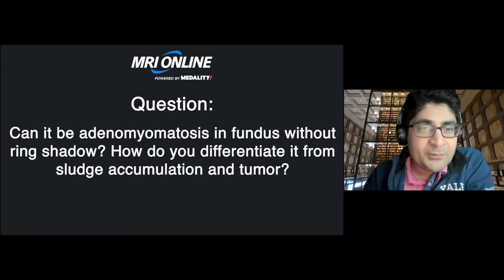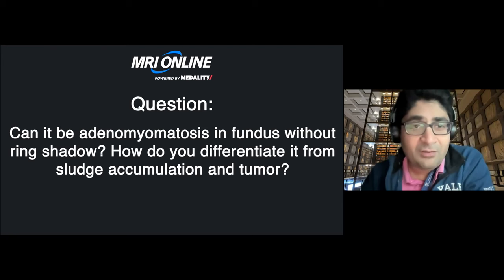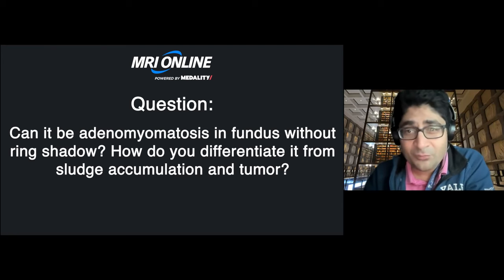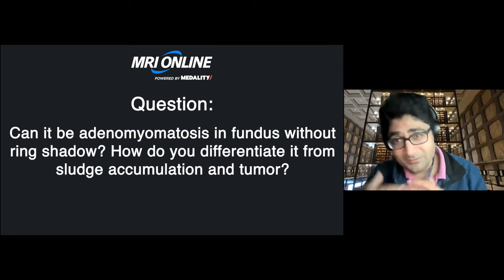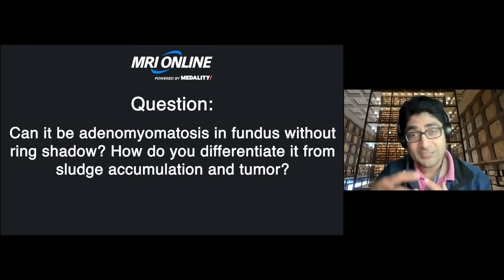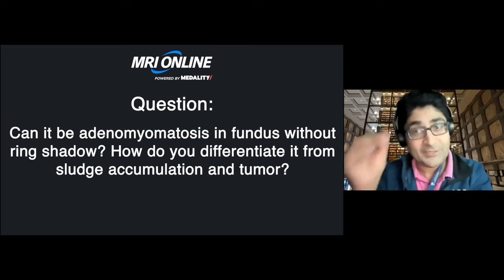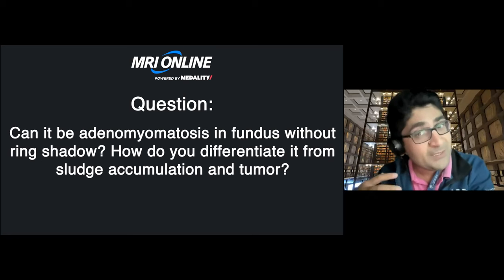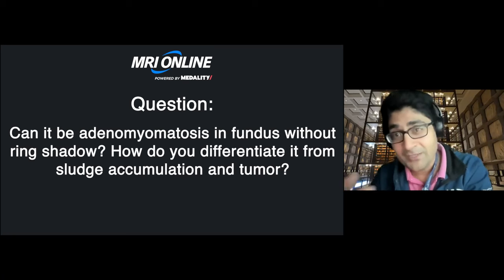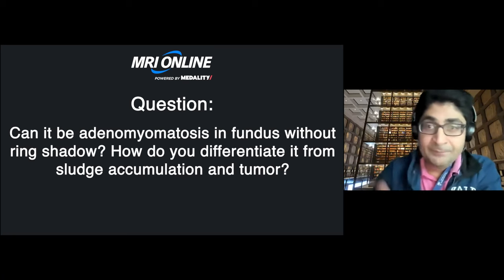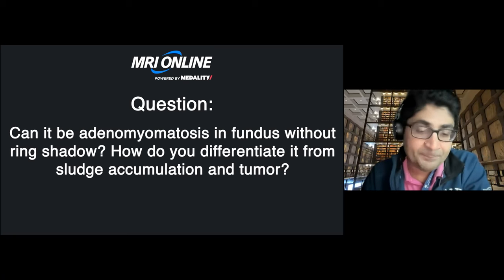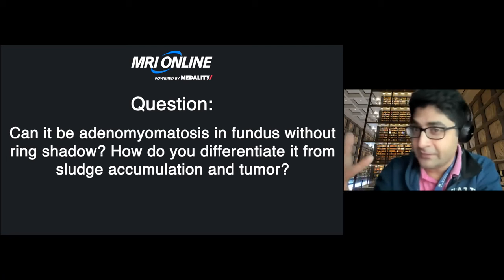Can it be adenomyomatosis in the fundus without ring-down shadow, and how to differentiate sludge accumulation and tumor? So I think if you're going to call adenomyomatosis in the fundus definitively, you're going to want to have all the imaging features of it, which is focal thickening with some echogenic foci, which are the cholesterol crystals, with ring-down shadow. For me, if I don't see all of that, I'm going to try to get another imaging modality, because clearly a tumor in that location can have that appearance, and sludge just lying there can have that appearance.